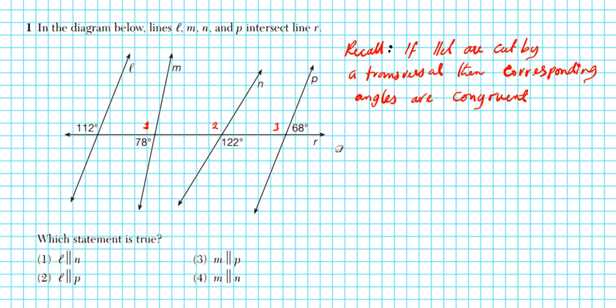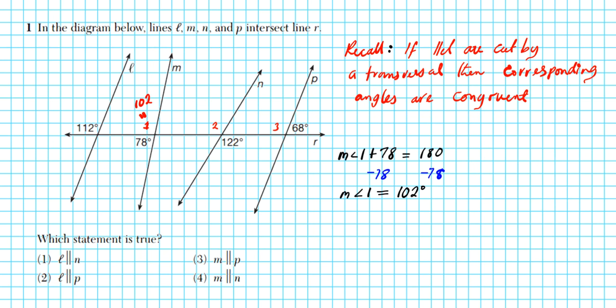Alrighty, so let's go ahead and find the value of each angle. So angle 1 forms a linear pair with 78 degrees. So the measure of angle 1 plus 78 is equal to 180, according to the linear pair postulate. So we subtract 78 from both sides, and the measure of angle 1 is going to be, carry 1 over, 10 to 102 degrees. Okay, so angle 1 is 102.